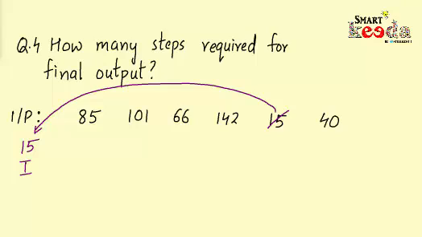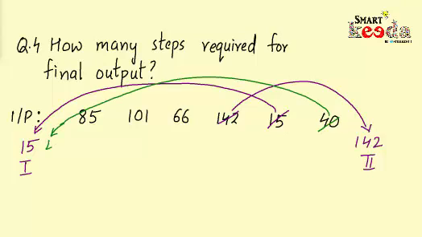Now for the second step, we would take the largest number, that is 142 here, remove it from this place and place it at the last position of the series. This will give us the second step. Now for the third step, we would take the second smallest number and place it just after 15. The second smallest number in this series is 40. So we would remove 40 from this position and place it just after 15. And this is our third step.